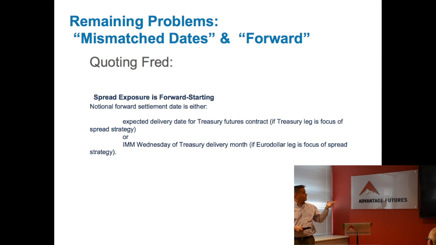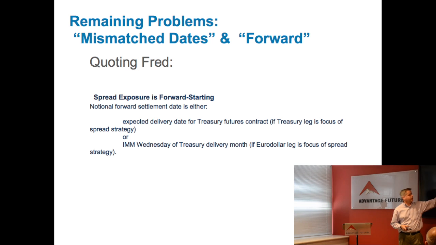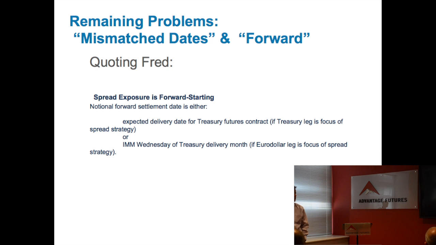Some of the things that I'm going to borrow from one of your slides, direct quote: spread exposure is forward starting. Notional forward settlement date is either expected delivery date or IMM date. That introduces a level of uncertainty that some people aren't really comfortable with. Do I want to trade it for September 16th? Do I want to trade it for October 3rd? Do I want to trade it for today?